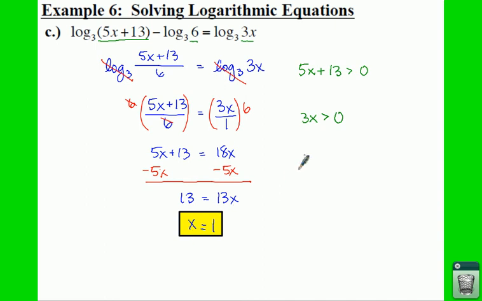But if we say x is equal to 1, if we plug a 1 back in here and we say that 5 times 1 plus 13 is greater than 0, then the solution will work for the first log, which it is. Second log we're good. And then if we take 3 times a 1 here for the third log, this has to be greater than 0. And we find out that 3 is greater than 0, we're good. So our answer, x equals 1, is correcto.